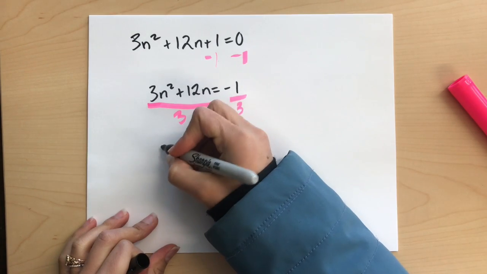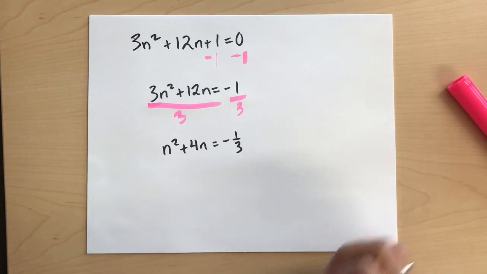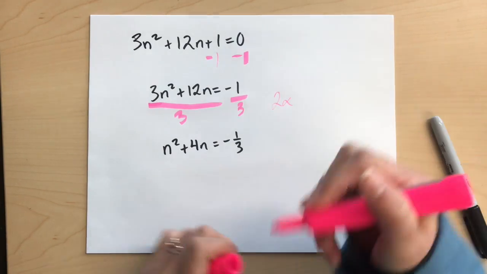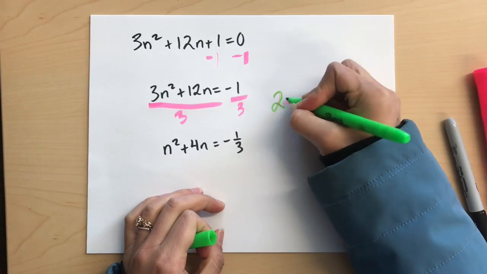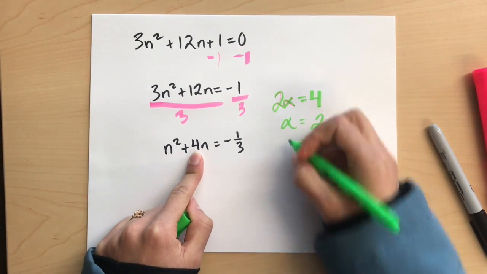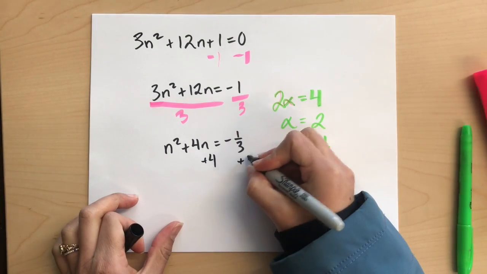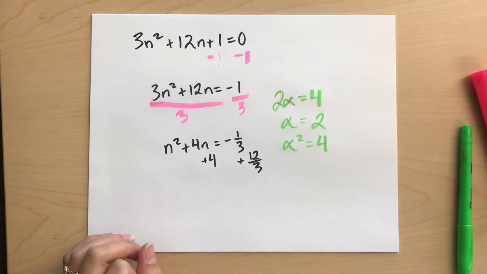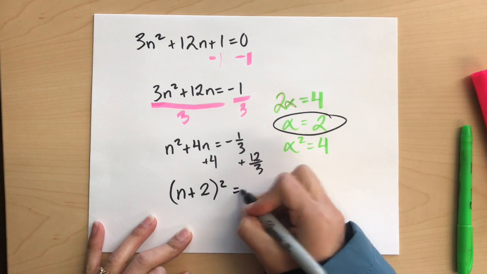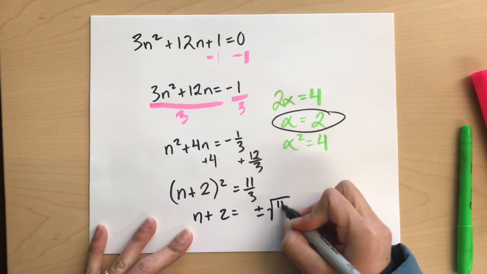Okay, if I divide both sides by 3, I end up with n squared plus 4n equals negative 1/3. Okay, some fractions here. Fun, fun, fun. Okay, so now I can figure out what 2 alpha is. 2 alpha is equal to the thing in front of the n, which in this case is 4. Okay, so then if I divide both sides by 2, I get alpha equals 2. Alpha squared would be 4, which means I'm going to add 4 to both sides to complete my square, because now I can factor n squared plus 4n plus 4 into n plus alpha squared, which is n plus 2 squared, and that's equal to 11 over 3. I turned 4 into 12/3, just so you know.